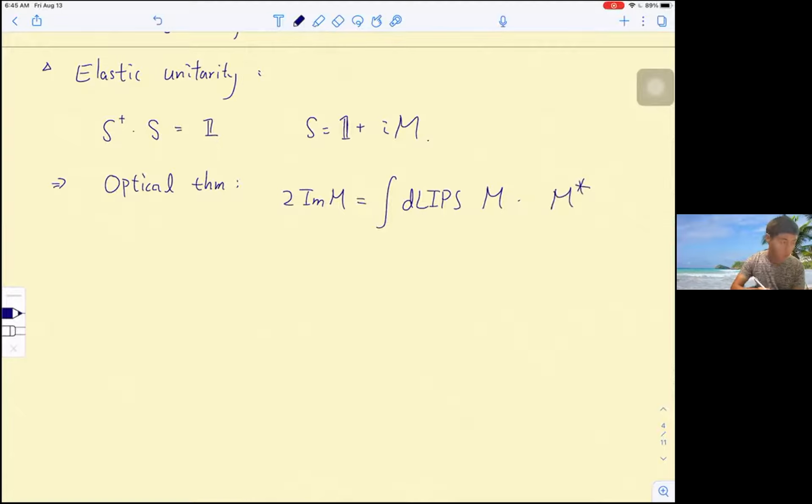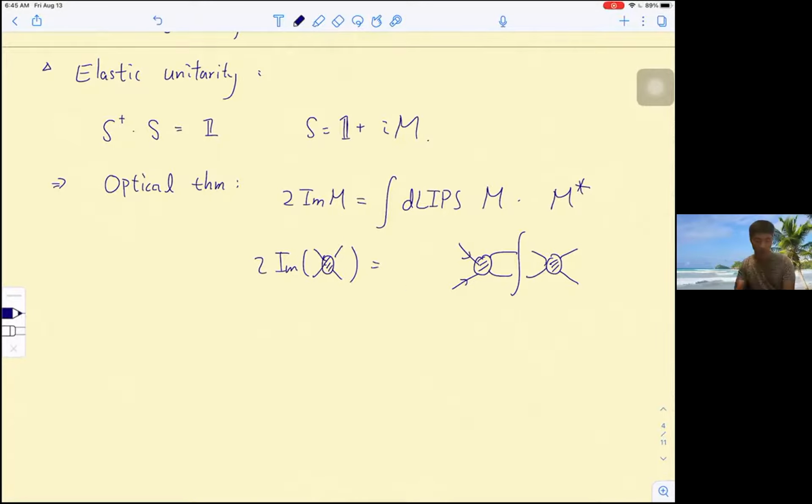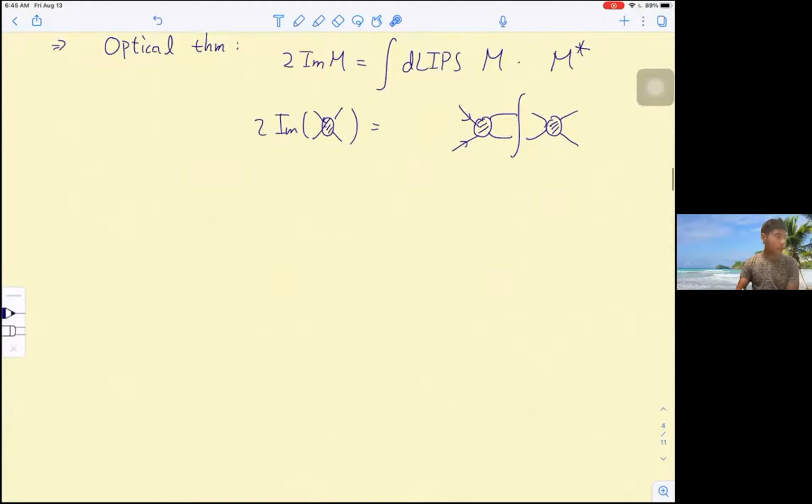And in terms of a picture, this corresponds to this one, the imaginary part of the process. And you have to integrate over the internal phase space. So that's just the usual optical theorem in any QFT textbook. So now let's look at this internal phase space integral.